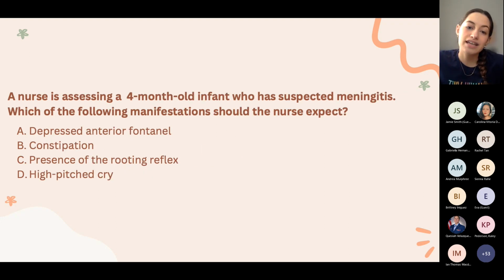All right, a nurse is assessing a 4-month-old infant who has suspected meningitis. Which of the following manifestations should the nurse expect? Depressed anterior fontanelle, constipation, presence of the rooting reflex, high-pitched cry.